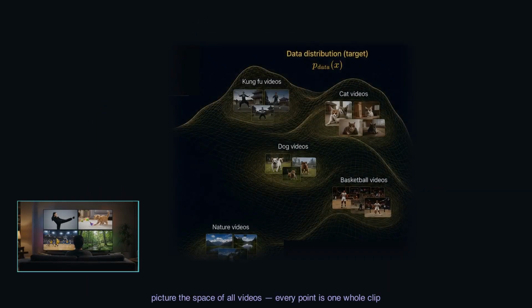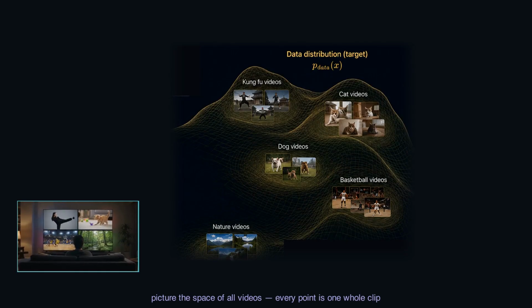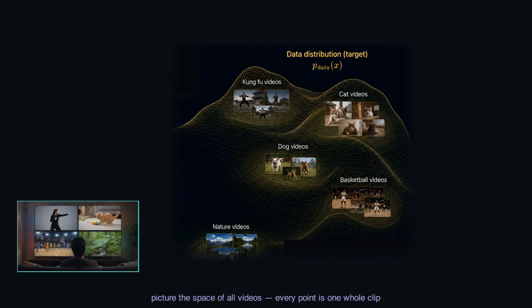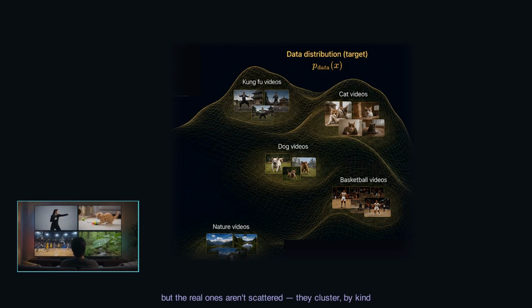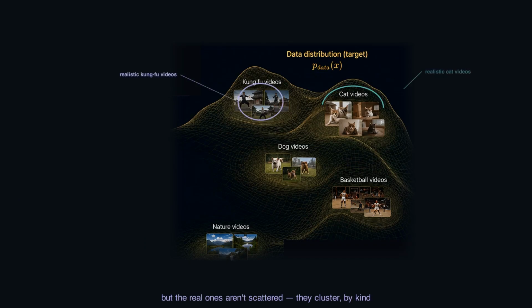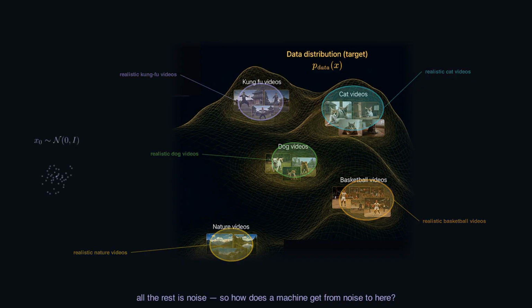Let's tie all of this together. Picture the space of every possible video, where a single point is one entire clip. The real ones aren't scattered at random, they cluster by kind. Here, the space of realistic kung fu videos. Here, cats, dogs, basketball, and nature. Everything else is noise.